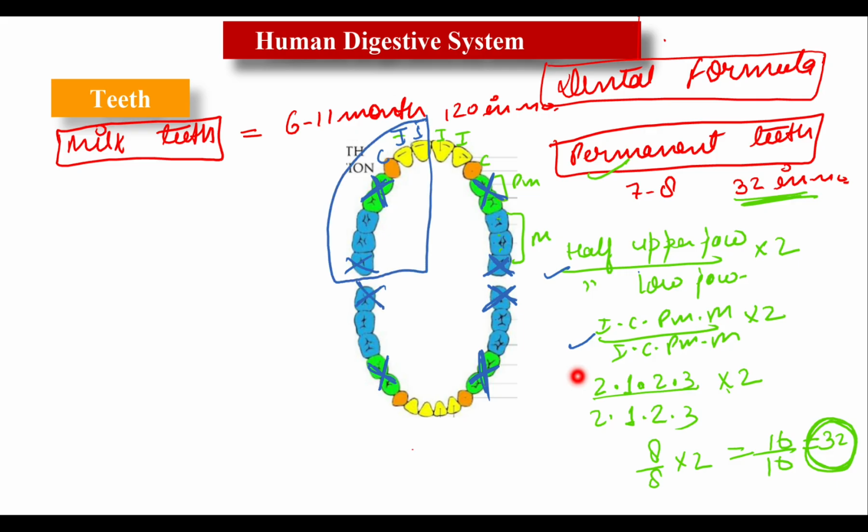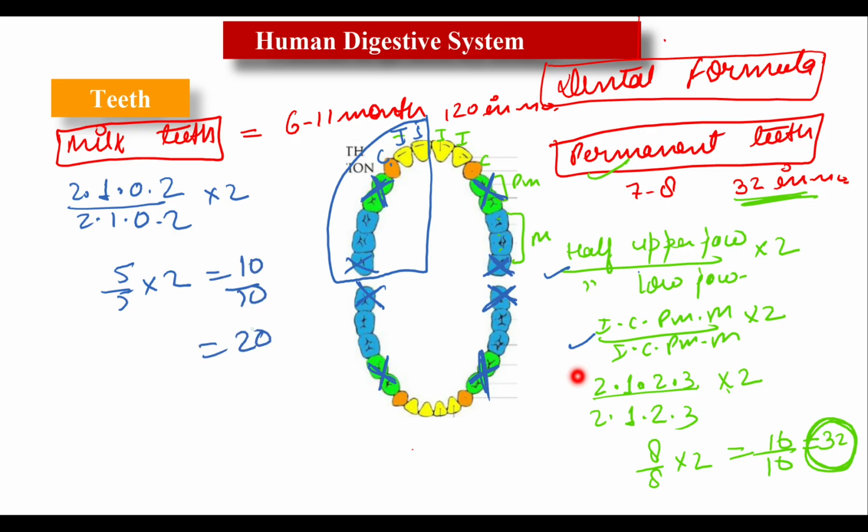So there will be 2 incisors, correct. There is 1 canine, absolutely correct. How many premolars, beta? 0. How many molars? 2. Okay, 2, 1, 0, 2 multiplied by 2. Then it will be 2 plus 1 plus 0 plus 2 is 5. 5 upon 5 multiplied by 2 equals 5 times 2 is 10, 5 times 2 is 10, equal to 20. Got it now? So how many milk teeth are present in children? 20 milk teeth are present.